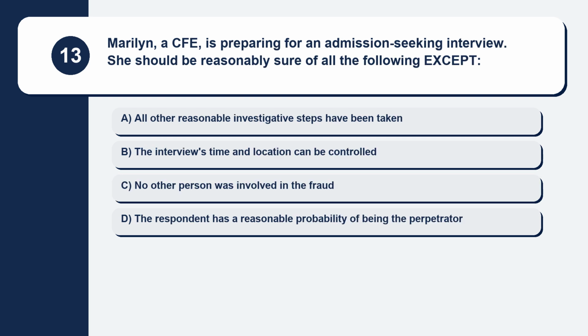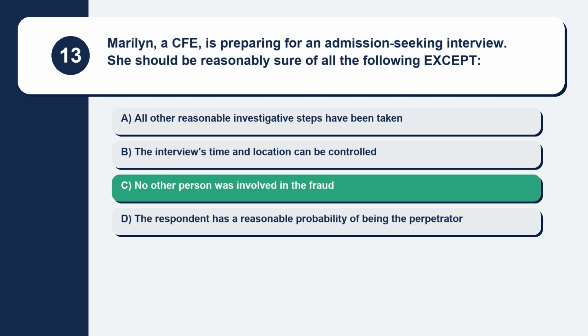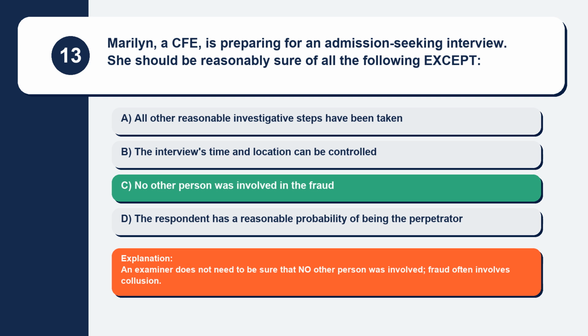Question 13. Marilyn, a CFE, is preparing for an admission-seeking interview. She should be reasonably sure of all the following except: all other reasonable investigative steps have been taken. The interview's time and location can be controlled. No other person was involved in the fraud. The respondent has a reasonable probability of being the perpetrator. An examiner does not need to be sure that no other person was involved. Fraud often involves collusion.